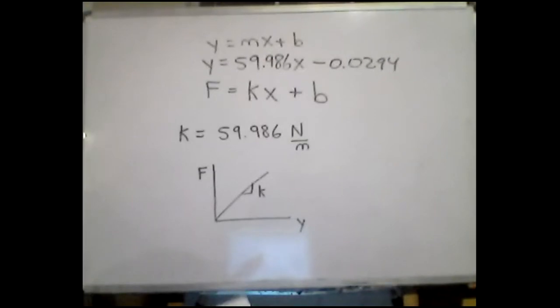Number 7 says, what evidence from your graph shows that the spring obeys Hooke's law? Well, Hooke's law is F equals kx, which is linear. The data shows a linear relationship.